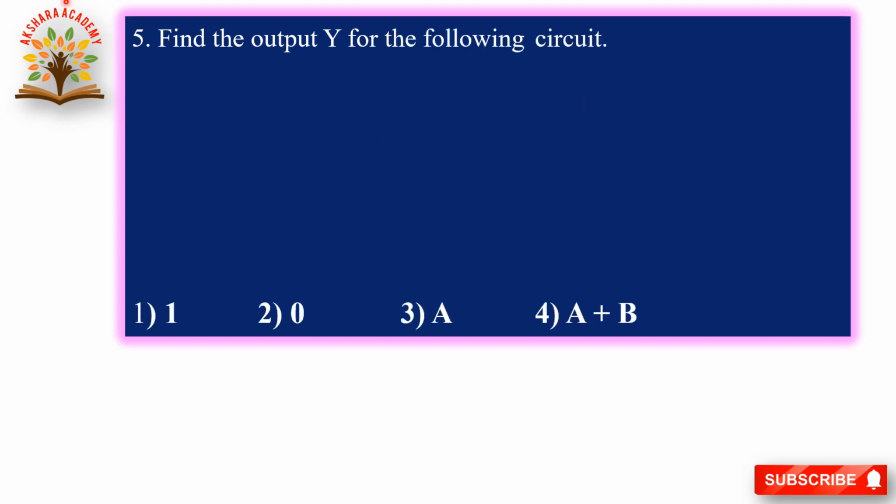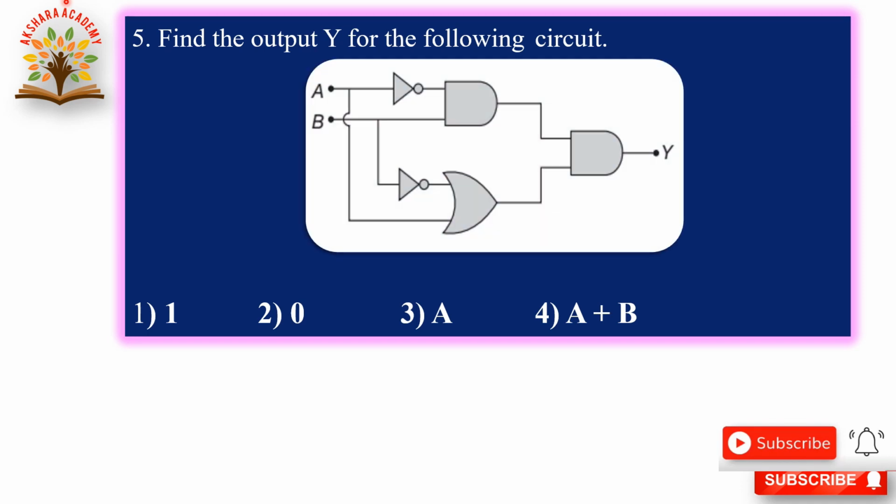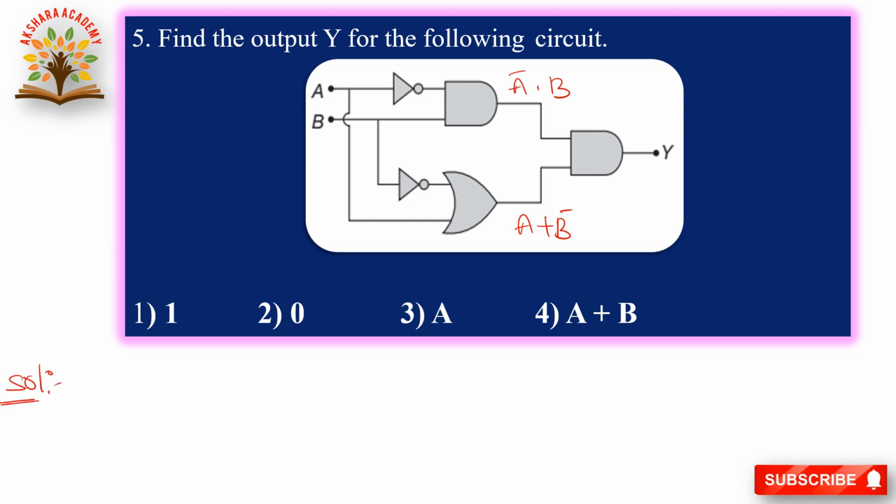In this question, find the output Y for the following circuit. See, this is the circuit. Here we have to calculate the output Y for this circuit. So here we have A bar dot B, and here A plus B bar. Now let us go to the solution.